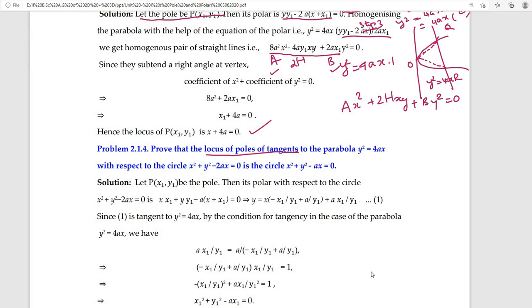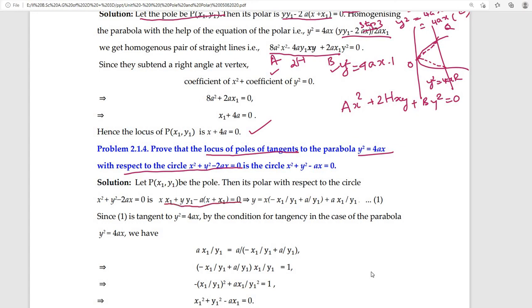When you write the polar, you have to be very careful. If you have only one parabola, there is no problem. If you have more than one curve, with respect to what you need to write the polar is to be clearly seen. So in this case, the polar is tangent to this, but with respect to this circle only you are asked to find the polar. That is given by xx1 plus yy1 minus a into (x plus x1). Using the technique of writing the tangent equation, we can easily write out the equation of the polar with respect to the circle.